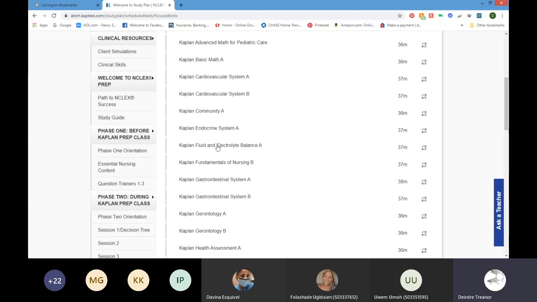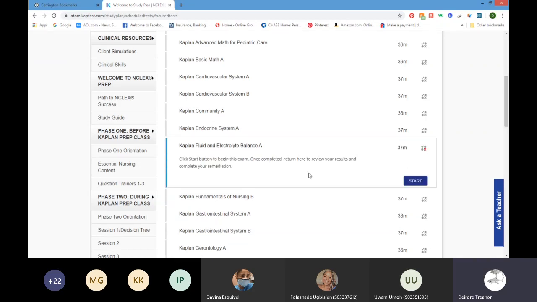So you would click on that and you can start. You need to have a 63% or better to be considered pass. If you don't get a 63 or better, or even if you do, what I would like you guys to do is what's called remediation. So you would go back and review the entire thing. It goes through each question and gives you the rationale for each answer.